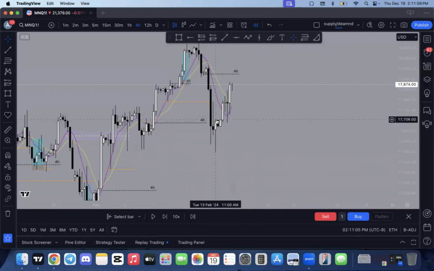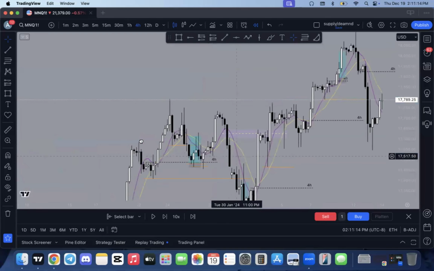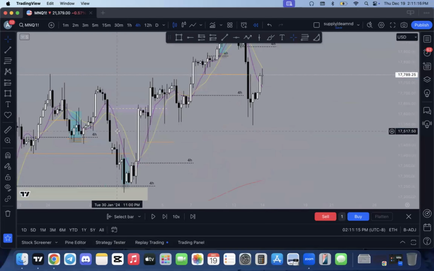We kind of had a fair value gap right here. 1, 2, 3. Yeah, that would have counted. I would have taken it. And then obviously you can go down on the lower time frame.